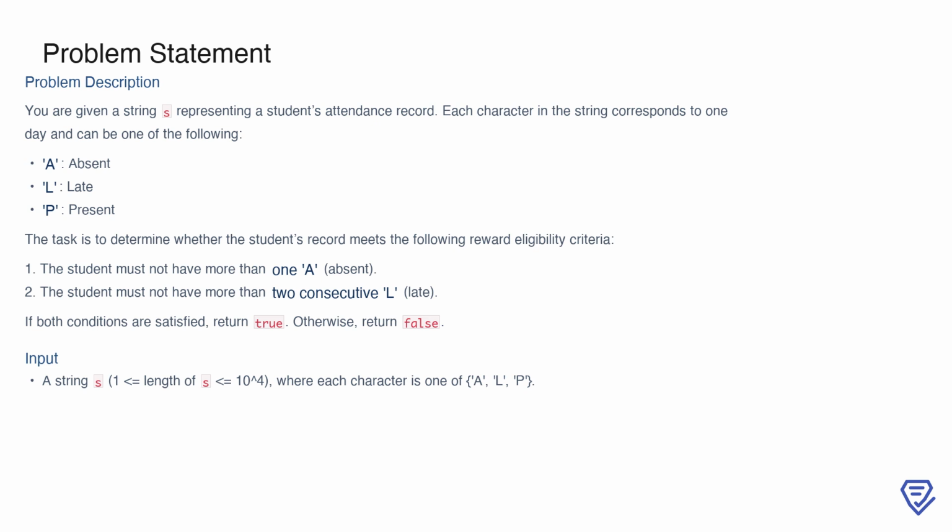For the student to qualify, two conditions must be met. First, the student must not have more than one occurrence of A in their record. Second, the student must not have more than two consecutive L values. If both of these criteria are satisfied, we return true. Otherwise, we return false. This means we need to analyze the string to check for these patterns and determine if the attendance meets the requirements.